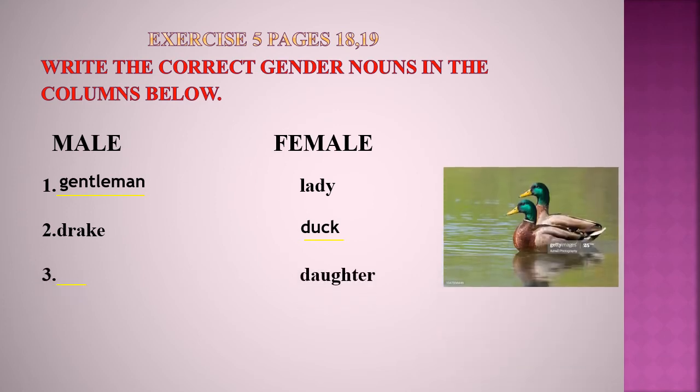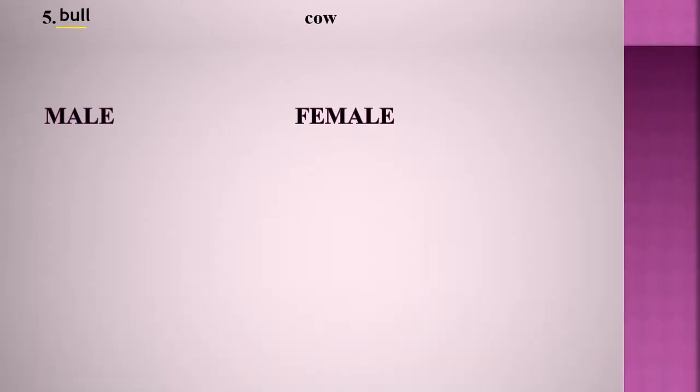Number 3, female daughter is given. You have to write its male. Son. Number 4, male uncle is given and you have to write its female. Aunt. Number 5, female cow is given and you have to write its male. Bull. Number 6, monk is given. You have to write its female. Nun.